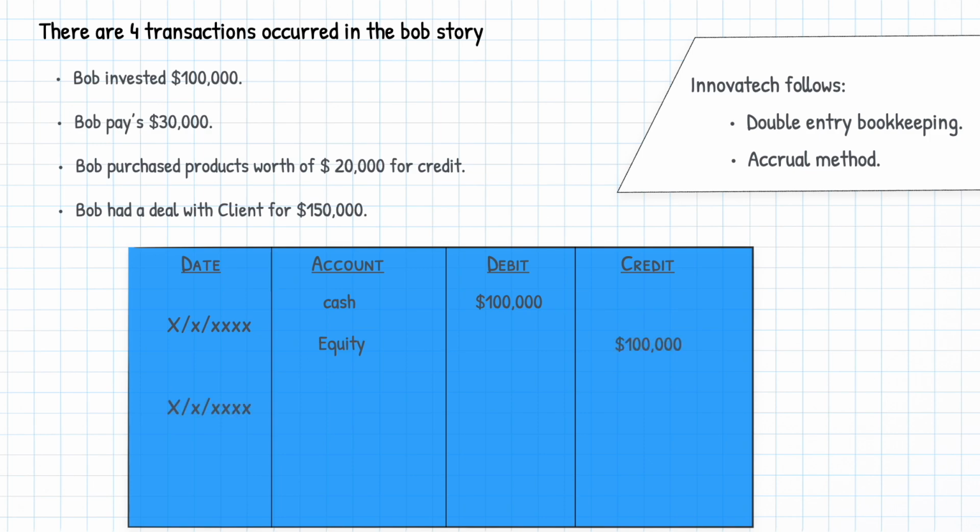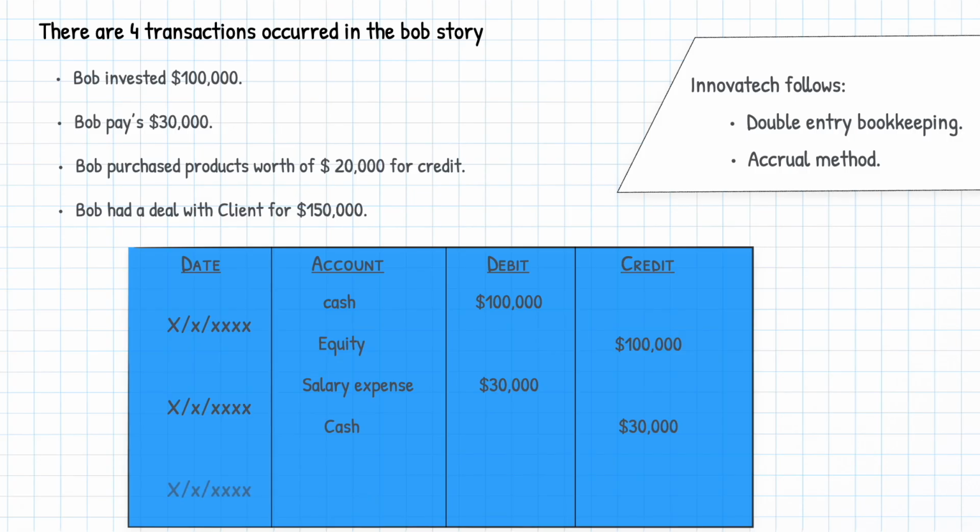For the second transaction, Bob paid $30,000 as salaries. This transaction affects the salary expense account and the cash account. Salary expense is debited because it comes under an expense account and expenses increase on the debit side. Cash is credited because cash is decreasing.